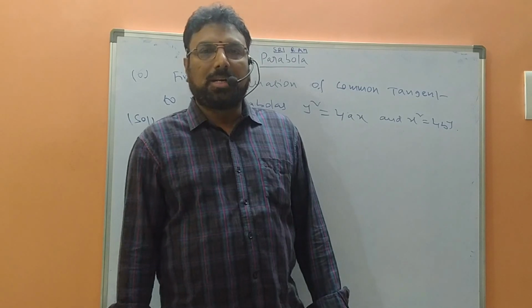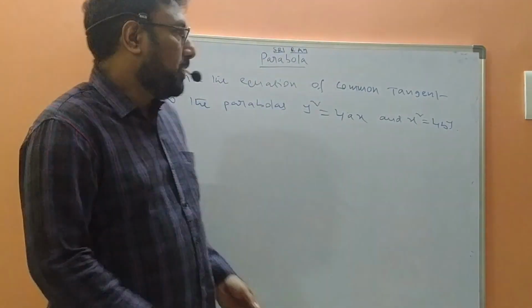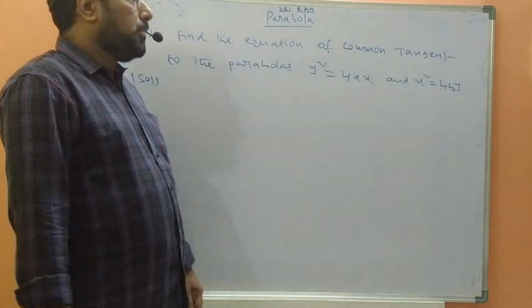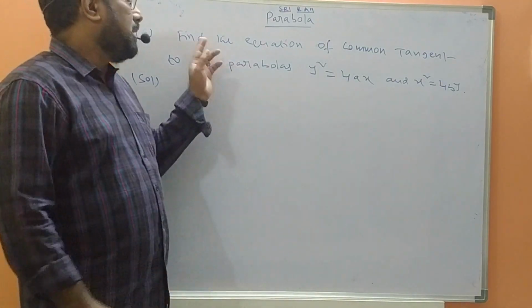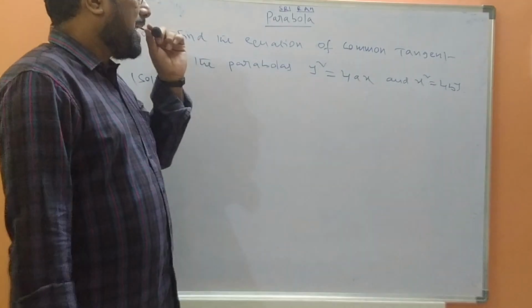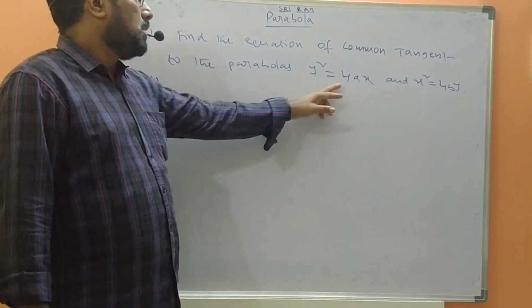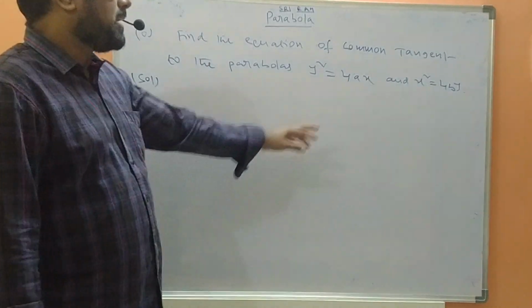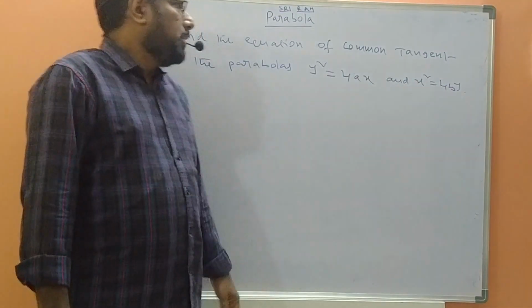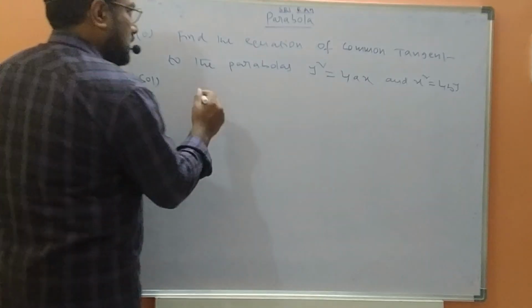Hi everyone, let us continue the parabola problems. Sixth problem is find the equation of common tangent to the parabolas y square equal to 4x and x square equal to 4by. Okay, let us do it.